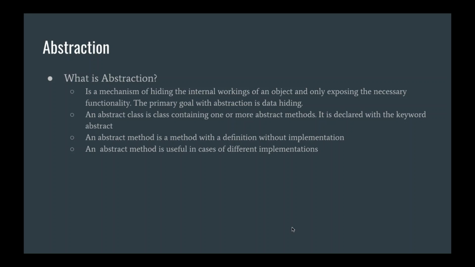So an abstract method is a method with a definition without implementation. The method is there, but it doesn't have any logic or code implemented in it. It's just a definition sitting there. The reason for that: an abstract method is useful in cases of different implementations.